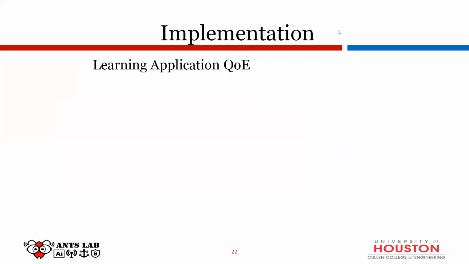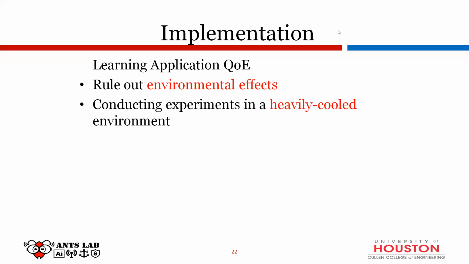There are different ways to run this implementation. First is learning the application quality of experience. As we mentioned before, there are two types of learning: first is environment and second is application. Here they emphasize the application part, so they rule out the environmental effects. They conducted experiments in a heavily cooled environment, which I would say just means the AC room.